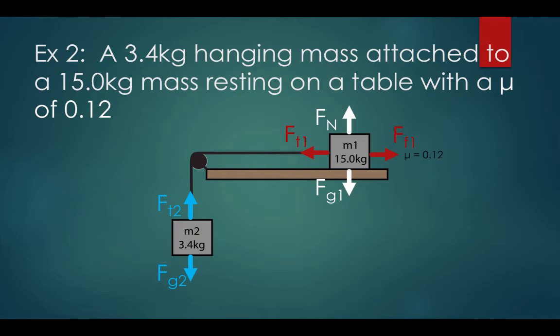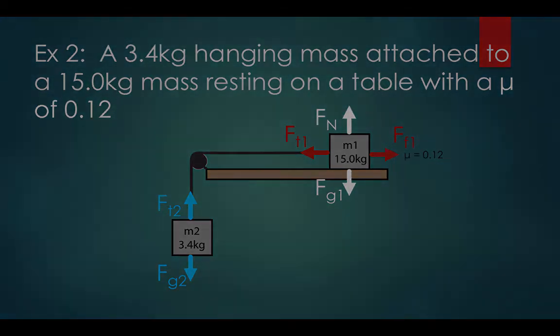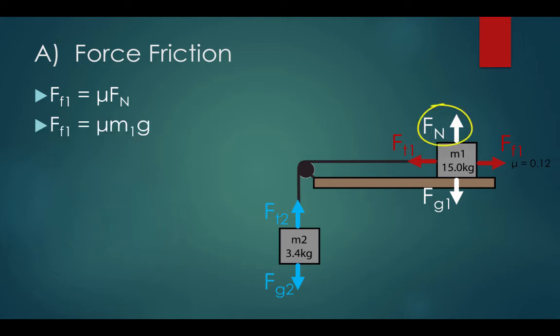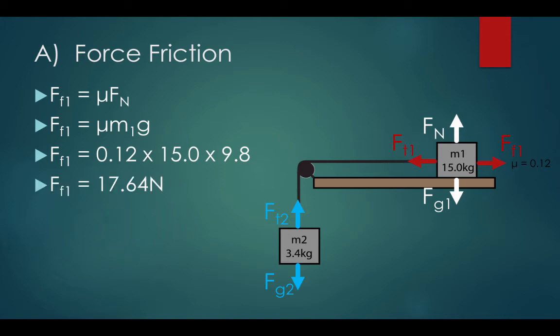Since mass 1 does not rise above or sink through the table, force gravity 1 and normal force must be equal but opposite. That is, they have the same magnitude but different signs. Let's calculate force friction. Force friction is mu force normal. Force normal is equal to weight of mass 1, m1 times g. Force normal is positive though, since it points upwards, while Fg would be negative since it points downwards. Friction force is therefore 0.12 times 15 times 9.8, which makes 17.64 newtons.